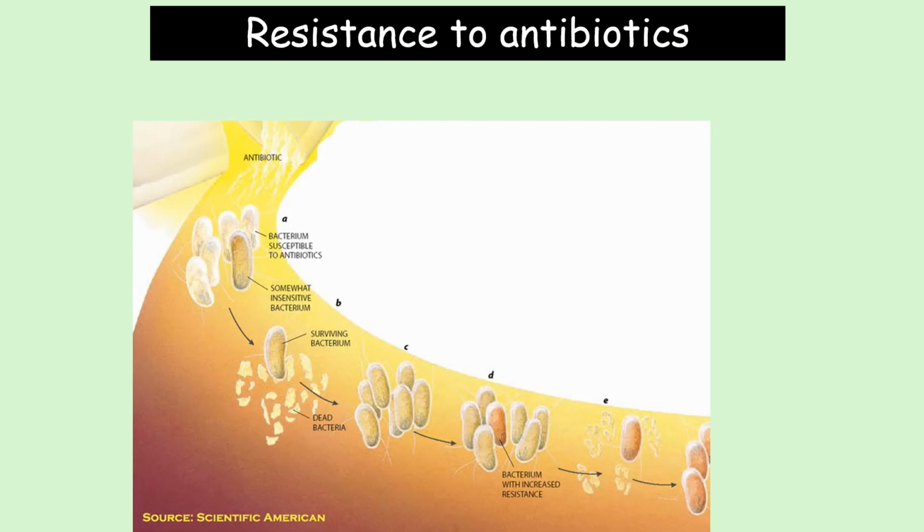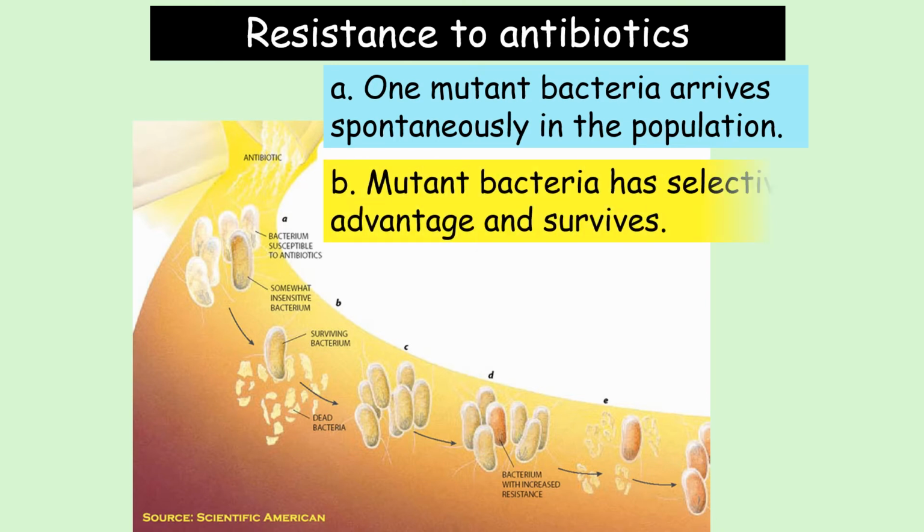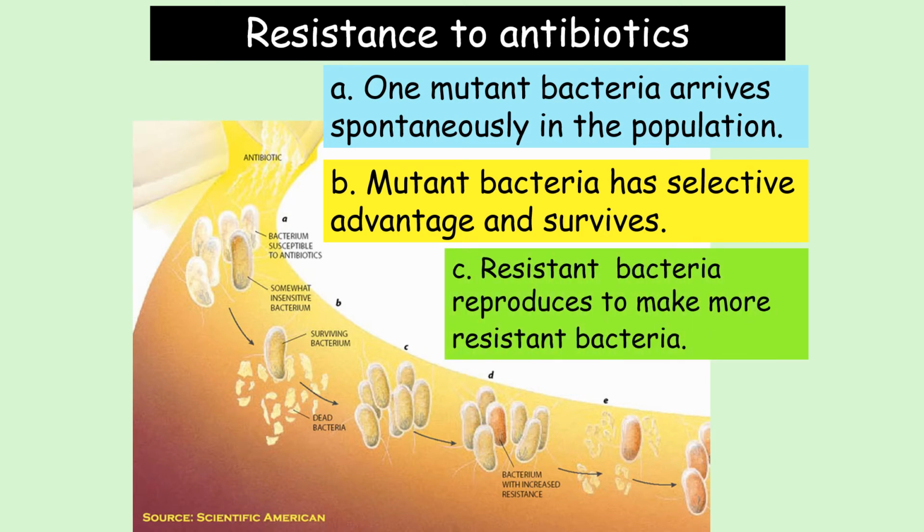Another place we can see natural selection in action that the SQA like to ask about is antibiotic resistance. So for antibiotic resistance to occur, firstly, one mutant bacteria arrives spontaneously in the population, because obviously mutations are rare and spontaneous. Then the mutant bacteria has the selective advantage and survives. This mutant resistant bacteria then reproduces to make more resistant bacteria because of its selective advantage.